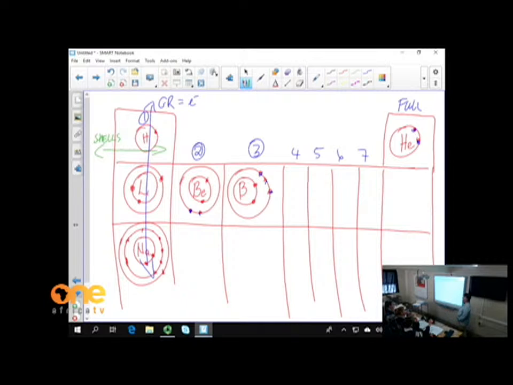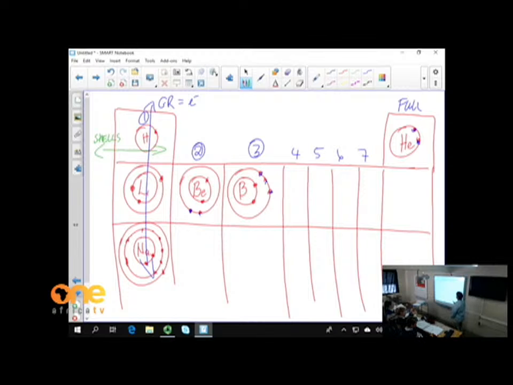Remember, the first shell can only take 2 electrons. All right, so 2, 8, 8, 8, 8. Yes, we will come to the SPD notation in a moment. You must just first be with it on this.